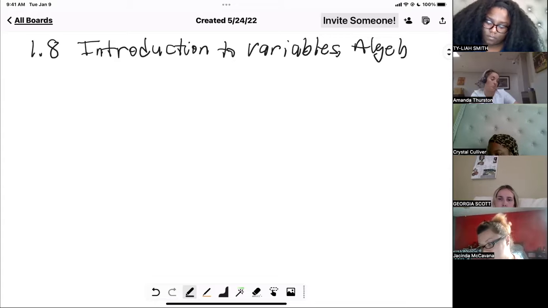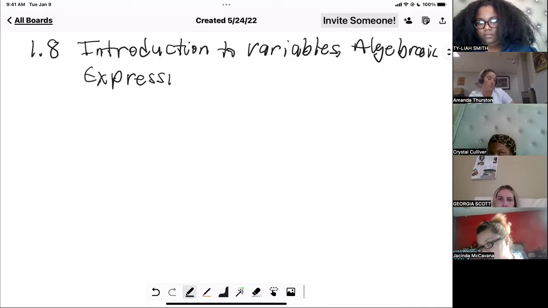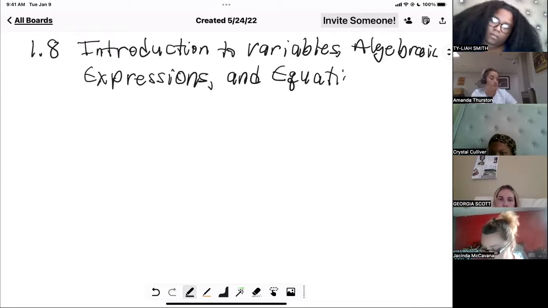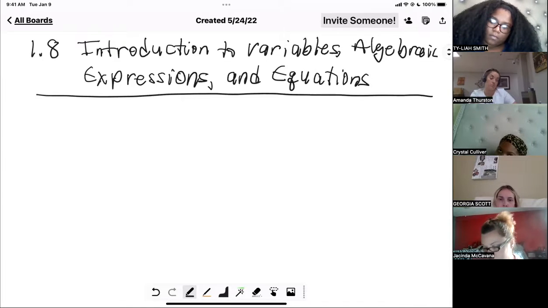Algebraic expressions. This is what's in this section. And equations. If you don't understand any of those words yet, you will. We're going to talk about vocabulary here in a minute. So we're going to talk about variables, algebraic expressions, and equations.